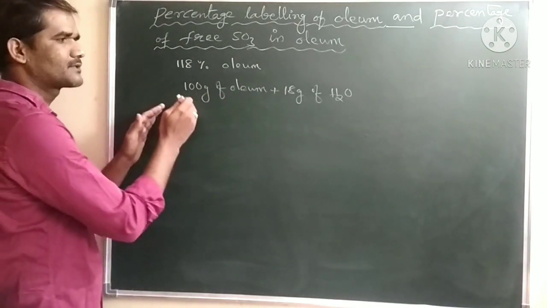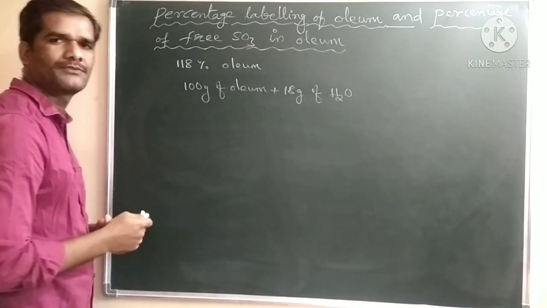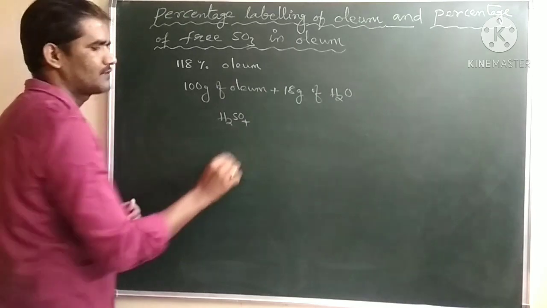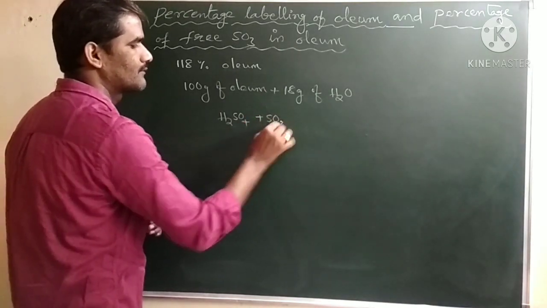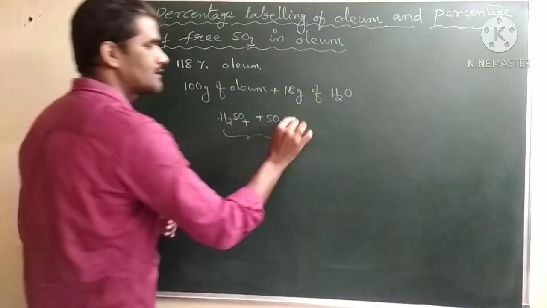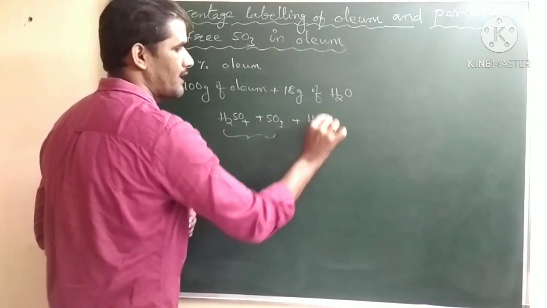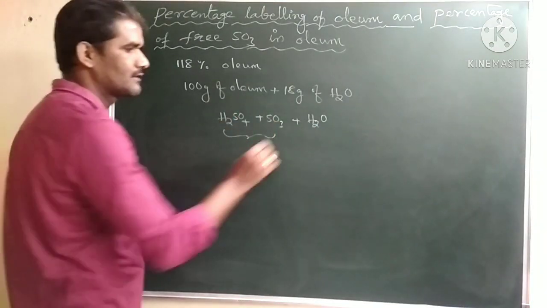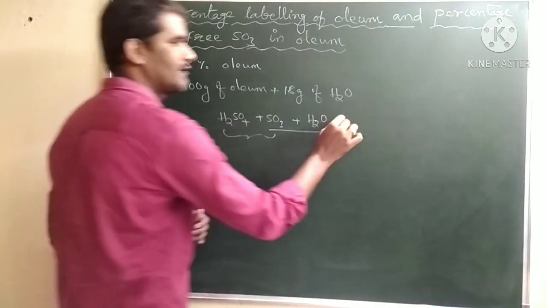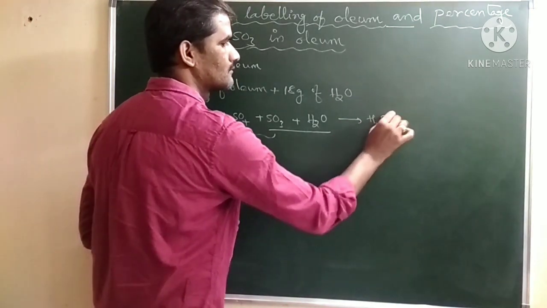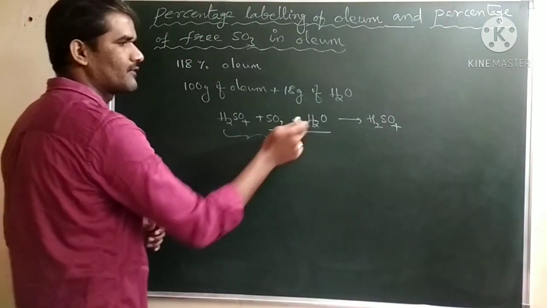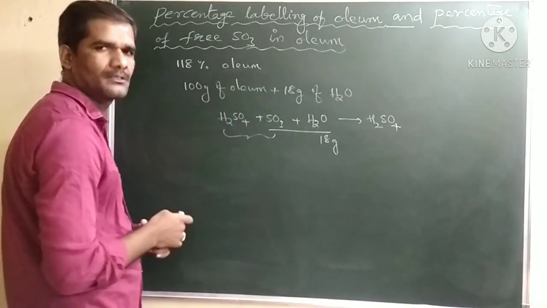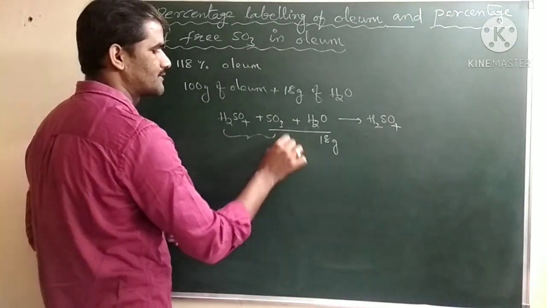So it means 100 grams of oleum is now reacting with 18 grams of water. 100 grams of oleum contains H2SO4 and SO3. Now this mixture is reacting with water. As in the previous case, again water reacts with SO3, and in this case it will form H2SO4. How much water is here? 18 grams. Then 18 grams will react with how much SO3? 80 grams.